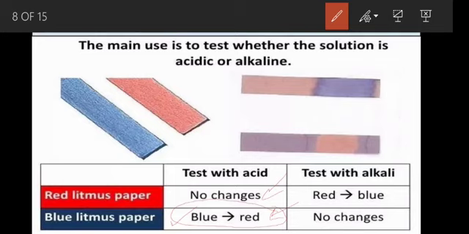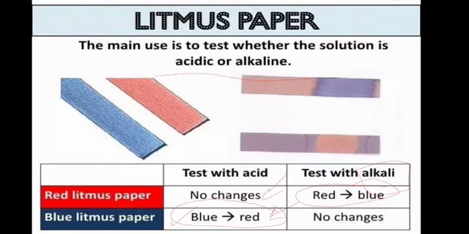The main use of litmus is to test whether a solution is acidic or basic. Blue litmus paper turns red under acidic conditions, and red litmus paper turns blue under basic or alkaline conditions, with the color change occurring over the pH range 4.5 to 8.3 at 25 degrees Celsius. Neutral litmus paper is purple.